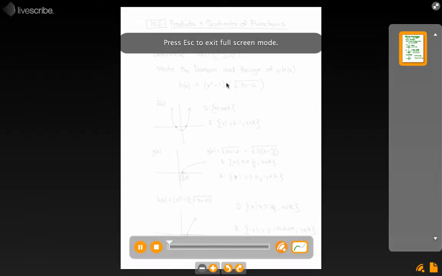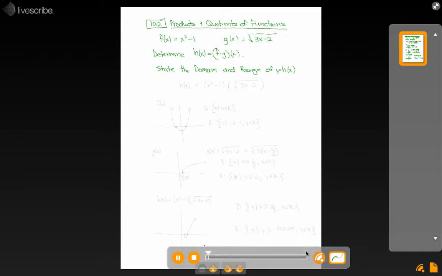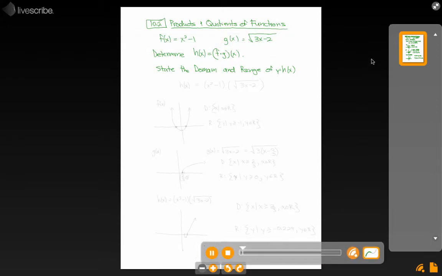This example comes out of section 10.2, products and quotients of functions. So this example is somewhat similar to the last, except we're given two functions this time as equations. f(x) equals x squared minus 1 and g(x) equals the square root of 3x minus 2. Hopefully both are equations of graphs that we'd be able to sketch freehand without a graphing calculator.